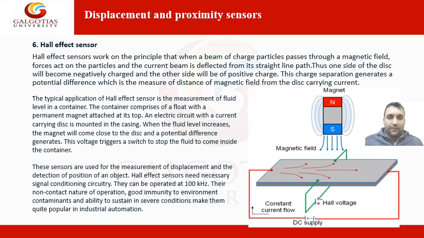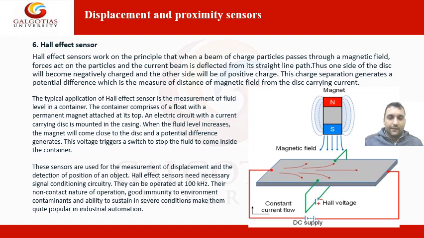The container comprises a float with a permanent magnet attached on top. A current carrying disk is mounted in the casing. When the fluid level increases, the magnet comes close to the disk and a potential difference is generated. This voltage triggers a switch to stop the fluid when it comes too close to the container's top. This type of sensor, as we have already seen in the last video, is used to measure oil level in a car engine and car diesel tank. These sensors are used for measurement of displacement and detection of position of an object.